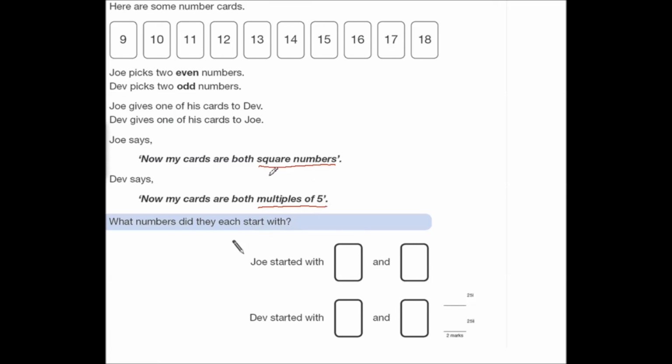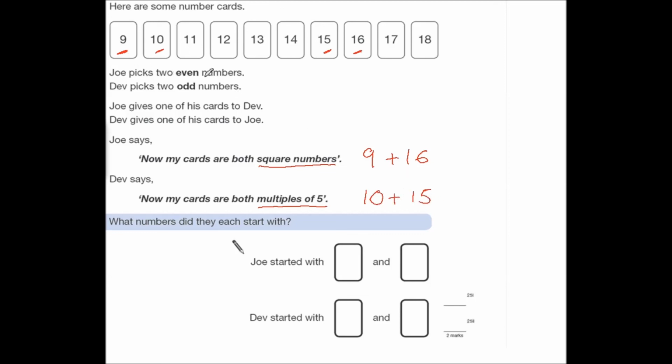Alright, now the easiest way to do this is to consider the cards that they end up with. So square numbers, there's only 2 square numbers here. We've got 9 and 16, right? So Joe ends up with 9 and 16. 9 is 3 squared and 16 is 4 squared. Dev has multiples of 5. The only 2 multiples of 5 here are 10 and 15. So he ends up with 10 and 15.